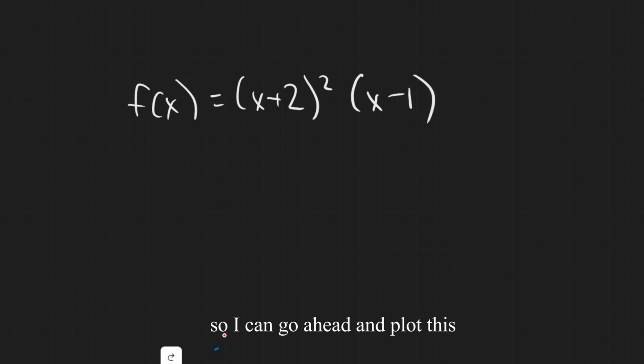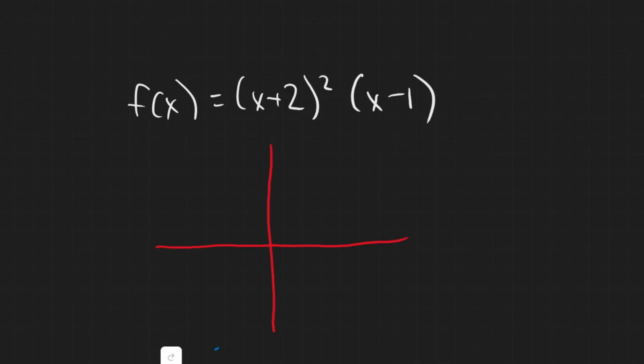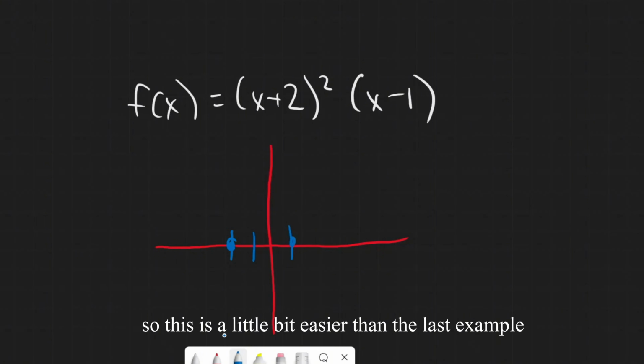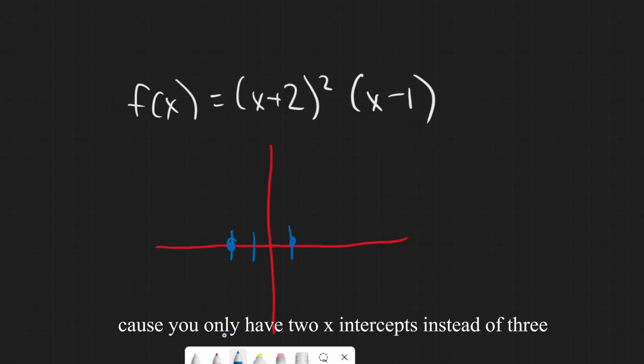So now we can go ahead and plot this. So let's go ahead and draw a graph. So go ahead and plot our x-intercepts. Set this equal to 0, we get -2. And set this equal to 0, and we get 1. So this is a little bit easier than the last example because we only have 2 x-intercepts instead of 3.